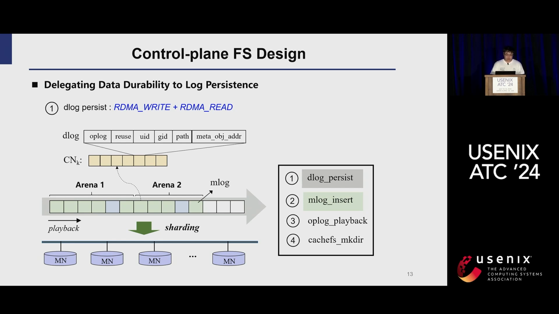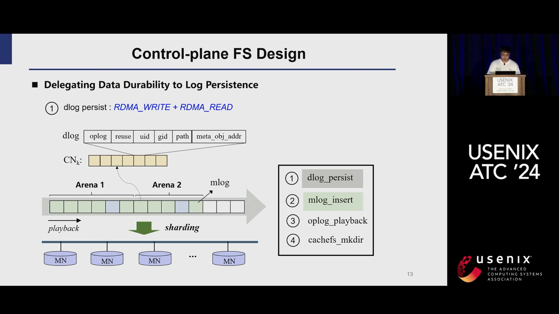In the first step, the cache FS creates a D log and a M log for a syscall. It first writes the D log in the private log region via RDMA write. Then it uses another RDMA read in order to flush the MN's PCIe buffer and persist the D log. Persisting the D log ensures the data durability of the syscall, leveraging the in-order delivery property provided by the commodity NICs.